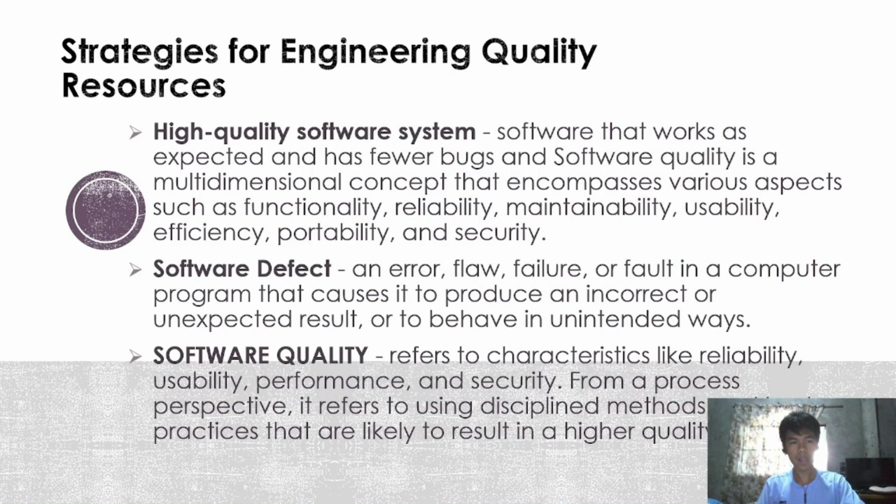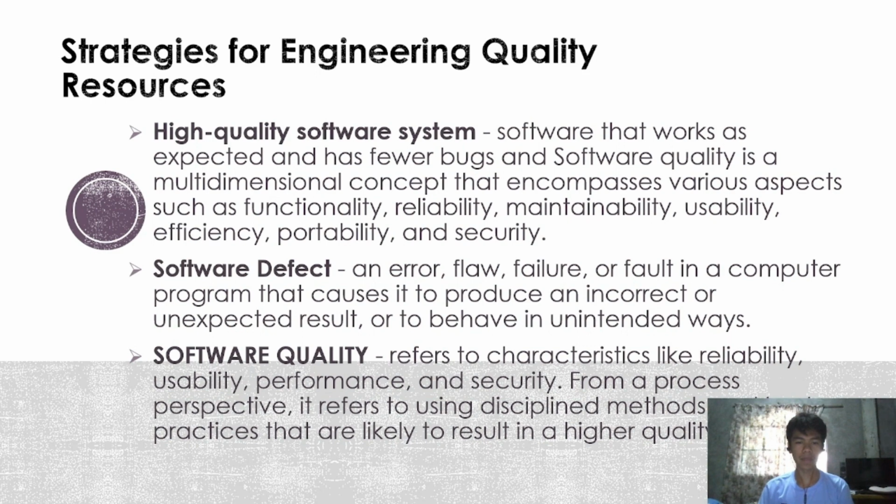Strategies for engineering quality resources. High quality software system: software that works as expected and has fewer bugs. Software quality is a multidimensional concept that encompasses various aspects such as functionality, reliability, maintainability, usability, efficiency, portability, and security. Software defect: it is an error, flaw, failure, or fault in a computer program that causes it to produce an incorrect or unexpected result, or to behave in unintended ways.